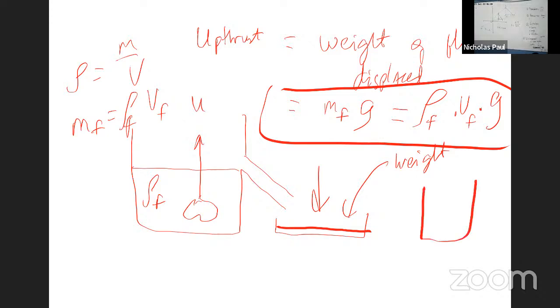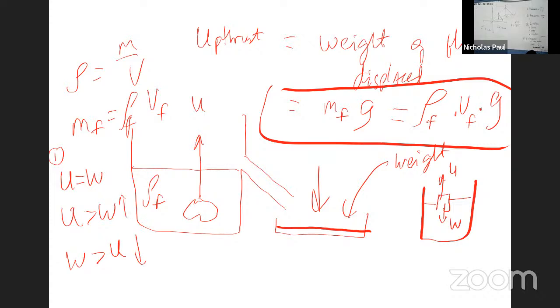If you have an object that floats, the upthrust is equal to the weight. If the upthrust is more than the weight, what will happen to it? It will rise in the water. And if the weight is more than the upthrust, what will happen to it? It will sink. And if the upthrust is equal to the weight, it will float. All right? So those are some of the things that we need to pay attention to in pressure. That's the end of mechanics.